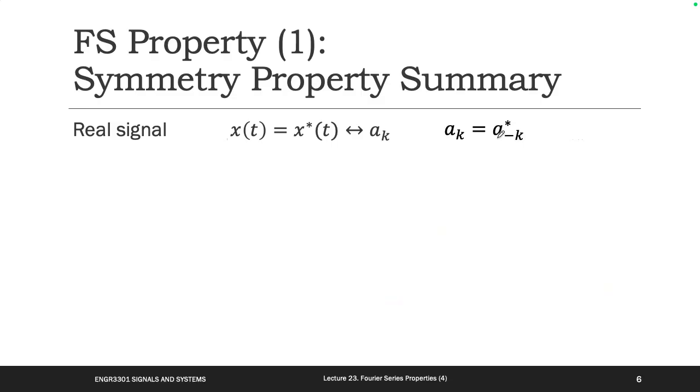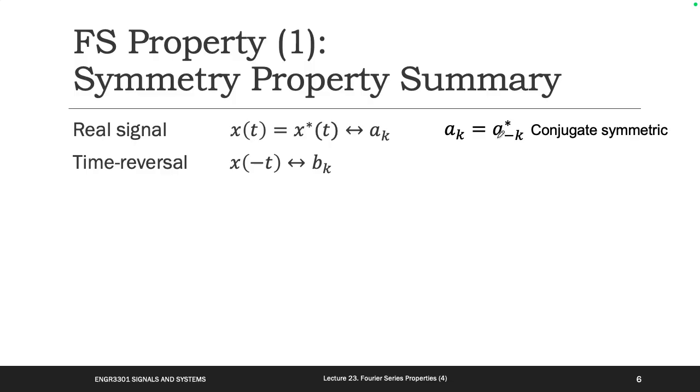Yeah, AK is A negative K conjugate. Actually, you don't need to remember it. You just put it in your cheat sheet. You need to know that. And if you want to know how to improve it, we improve it like in the class. And we call it conjugate symmetric.